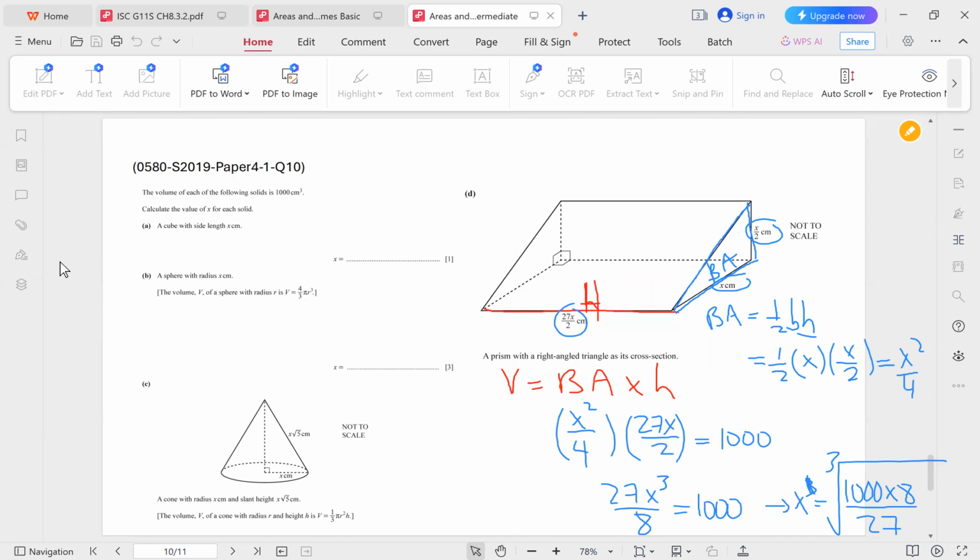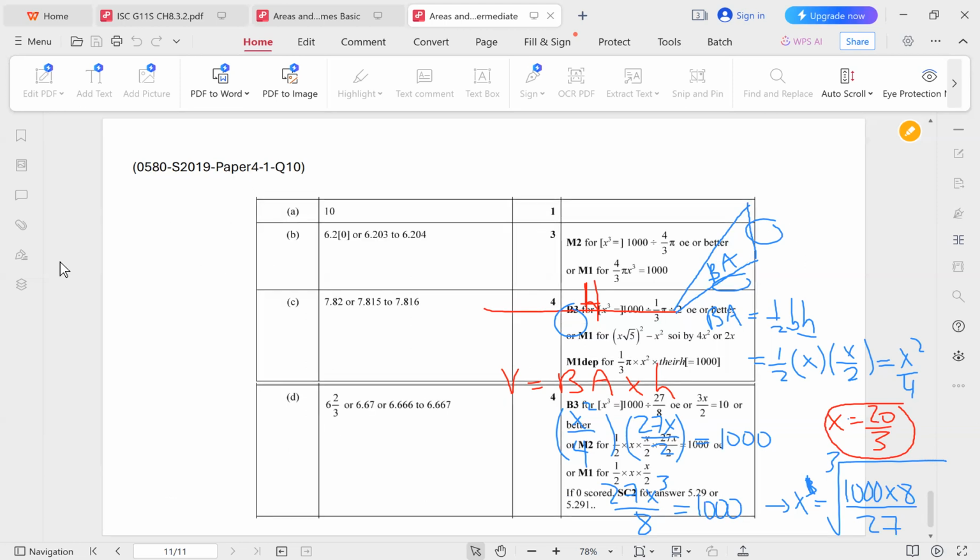So cube root of a fraction, and in the fraction you put 1000 multiplied by 8 in the numerator, and you put 27 in the denominator, and you get as a final answer 20 over 3. So the final answer here is x equals 20 over 3. This would be the final answer. Let's check. 6 and 2 over 3 is the same as 20 over 3. So this is the correct answer as well.